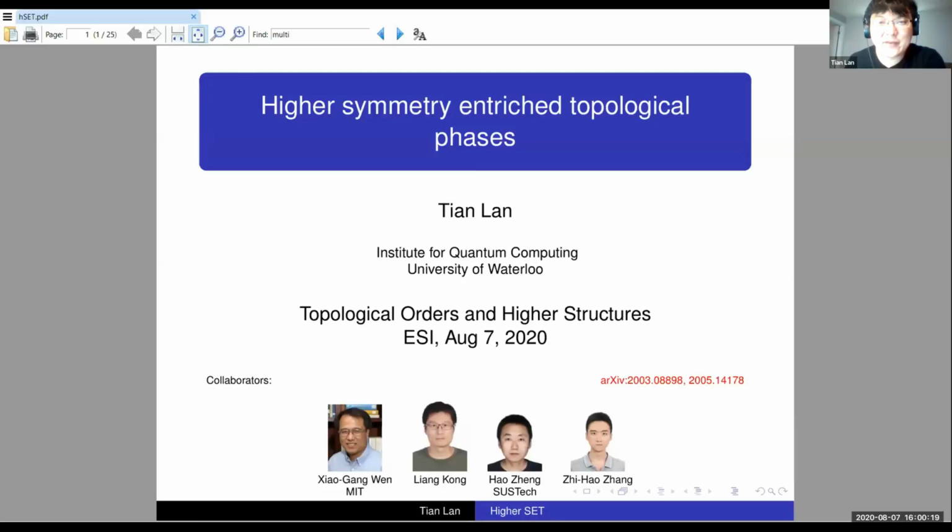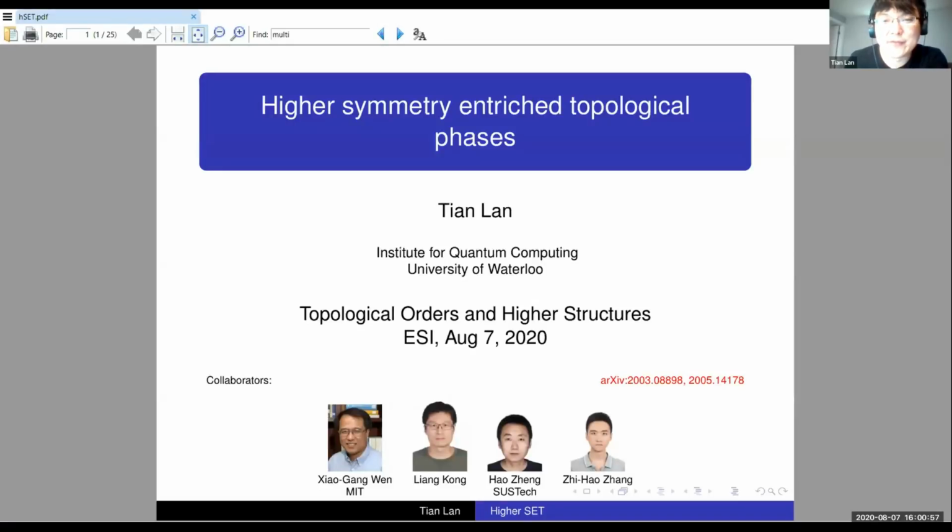So basically, I'll be talking about basically the same topic, topological phases, but I want to add higher symmetries to them. My talk will be based on the recent two works with collaborators Wen, Kong, Zheng, and Zhang. And before we really start, I want to say, as the last speaker, my talk is more like a blueprint for the framework of topological phases with higher symmetry.